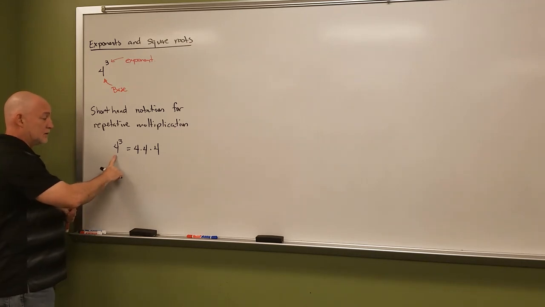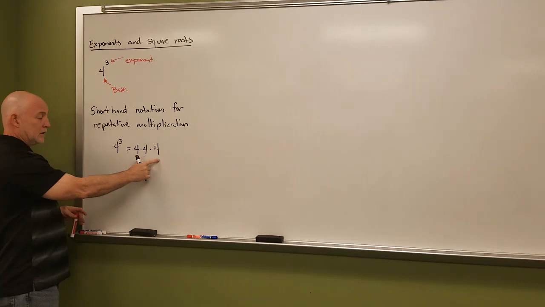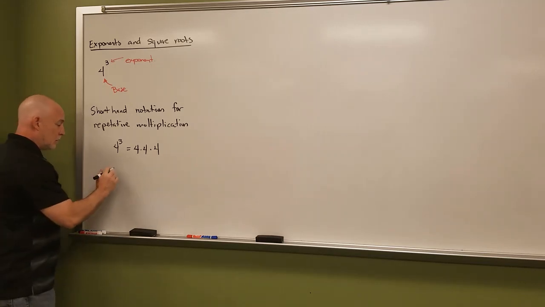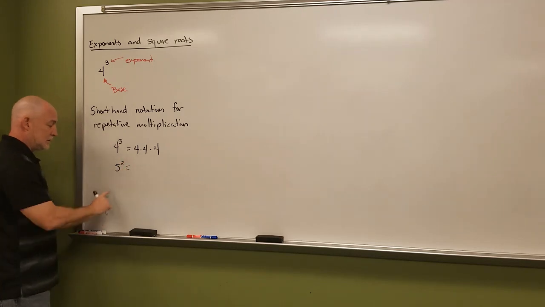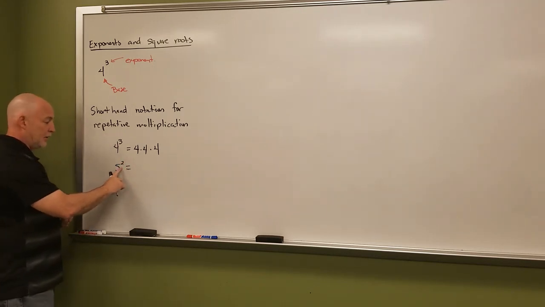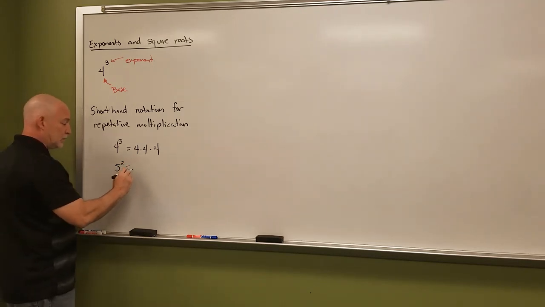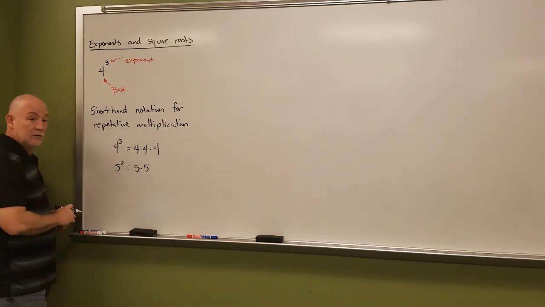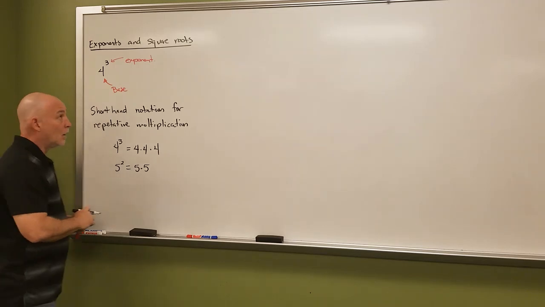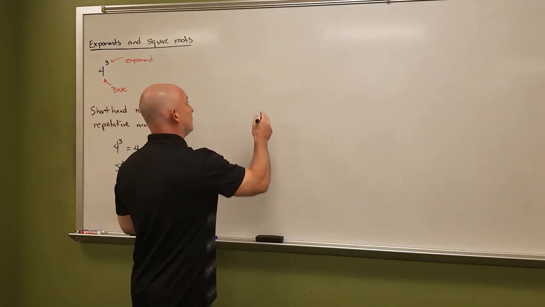Now, on this side, this is called the exponent notation. This would be the expanded notation. So if I gave you 5 squared, that says take the base 5 and multiply it by itself twice. So if we were to expand that out, that would be 5 times 5. So let me give you a couple here to see if you can do this.